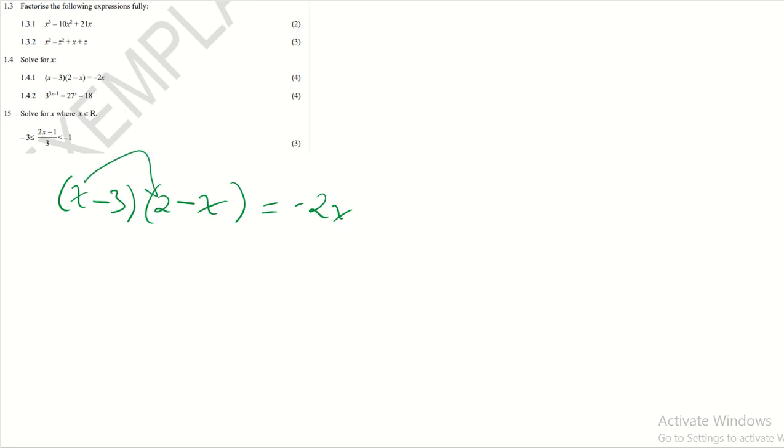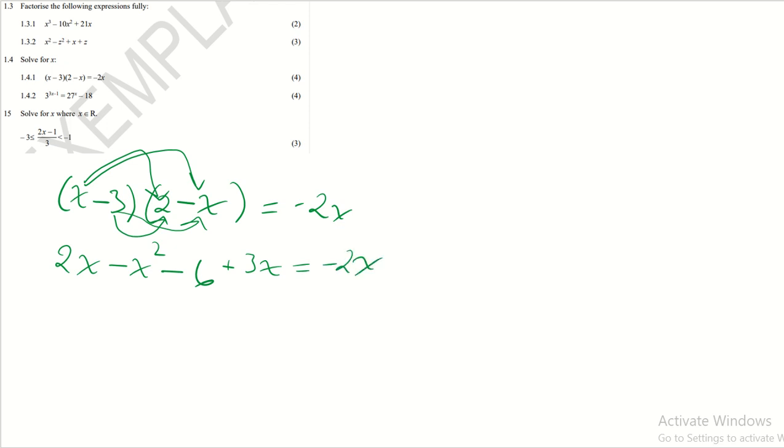So x times 2 is going to be 2x. x times negative x is going to be negative x squared. Then negative 3 times 2 is going to be negative 6. Then negative 3 times negative x is going to be positive 3x, equal to negative 2x. This is going to be negative x squared.